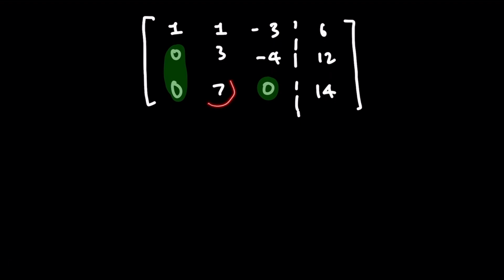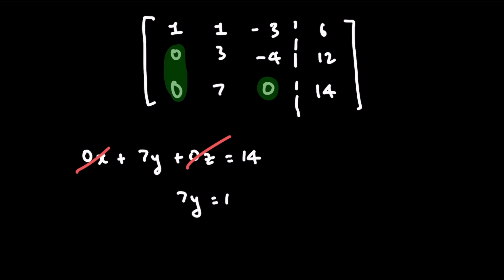We know that the number in the second column is going to be the coefficient of y. So using this last row, I can generate an equation that says 0x plus 7y plus 0z equals 14. And we know that 0 times anything is simply going to be 0. So all we really have is 7y equals 14. And that means y equals 2. We've already solved for our first variable.